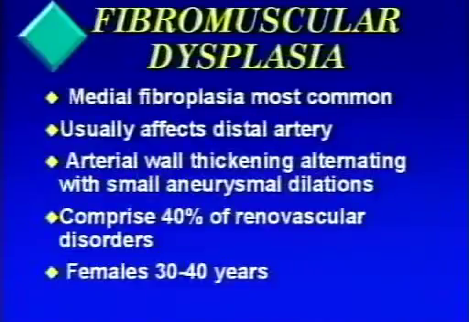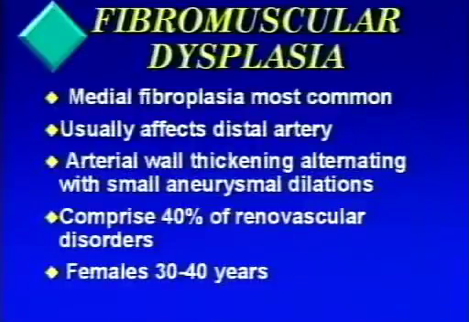The other primary etiology of renal artery stenosis is fibromuscular dysplasia. Approximately 40% of patients that have renovascular hypertension will have fibromuscular dysplasia. In the literature, you'll see that it's generally thought to occur more frequently in females that are between the ages of 30 and 40 years.